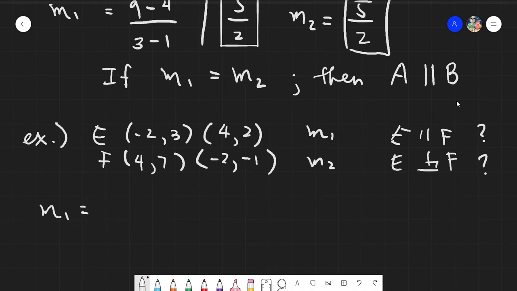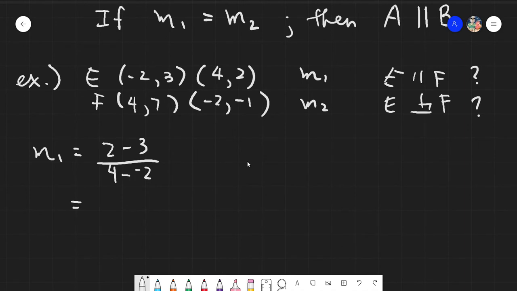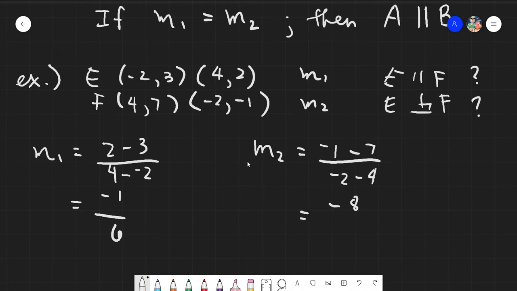M sub 1 will give you a slope of 2 minus 3 over 4 minus negative 2, being 2 minus 3 is negative 1 over 6, so negative 1 over 6. Our m sub 2 is simply negative 1 minus 7 all over negative 2 minus 4, giving us a value of negative 8 over negative 6, and this would be simply positive 8 over 6, or divided by 2, this is 4 over 3.